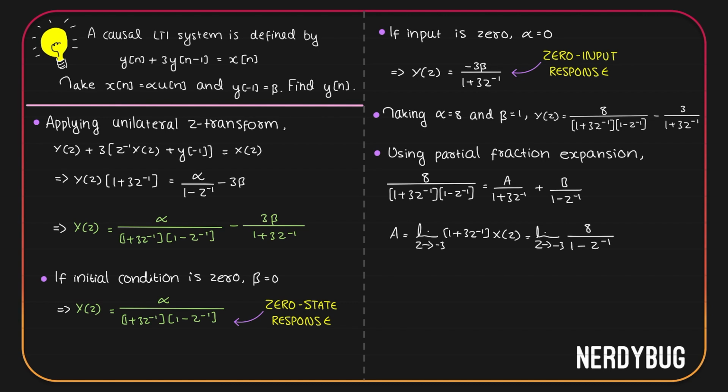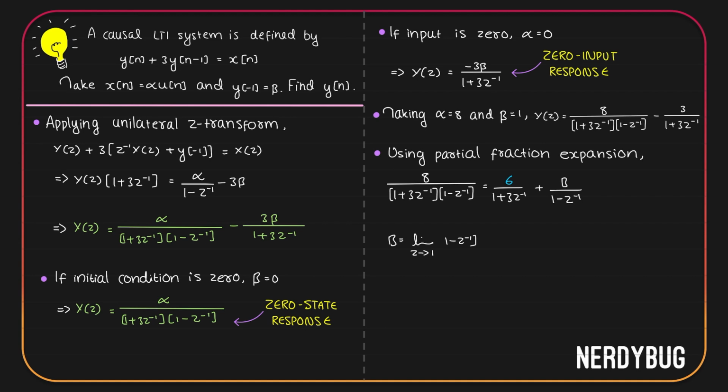If you give z equals minus 3, this becomes 8 divided by 1 plus 1 by 3, which is 6. So we can replace a over here by 6. Now to find b, we have to take the limit as z tends to the pole corresponding to b, which is 1. So z tends to 1.